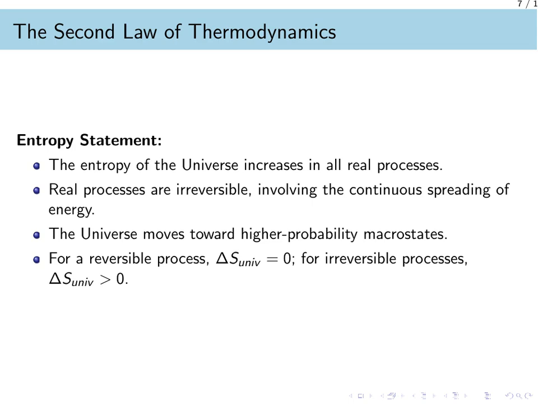The second law of thermodynamics can be expressed through the entropy statement, which specifies that the entropy of the universe increases in all real processes. Real processes are irreversible and characterized by the continuous spreading of energy. On a microscopic level, this means the universe naturally moves toward macrostates with higher probability. While a perfectly reversible process would result in 0 change in the entropy of the universe, all actual, irreversible processes result in a net increase in universal entropy.